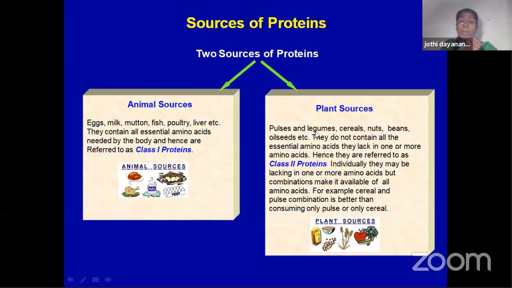The plant sources are pulses, legumes, cereals, nuts, beans, oil seeds, all those are there. And they do not contain all essential amino acids. Okay, so they are called class 2 protein, scientifically. And examples of those are all that I have just mentioned.